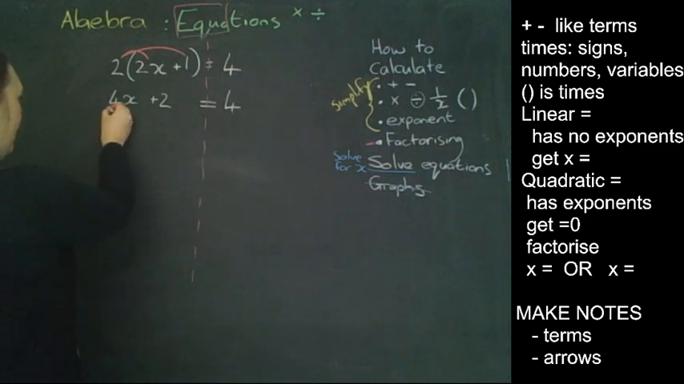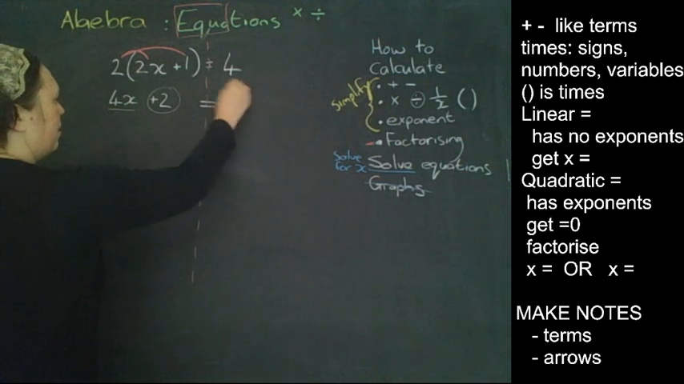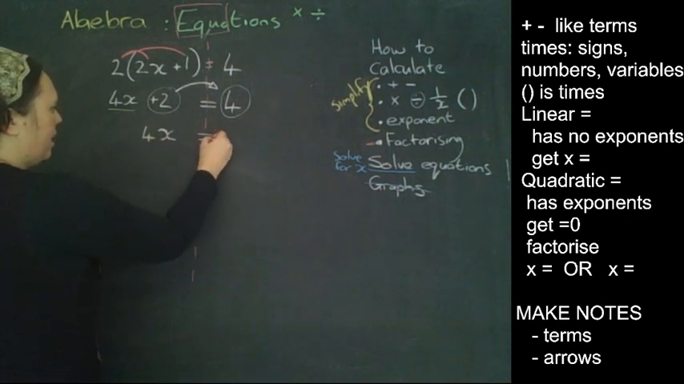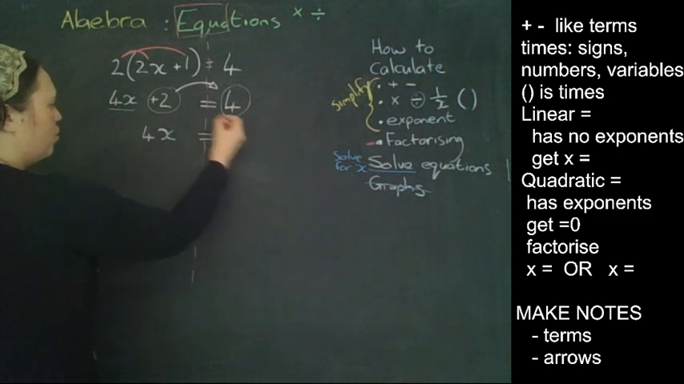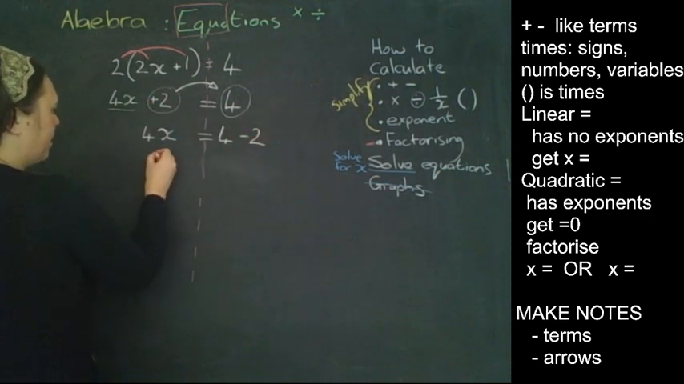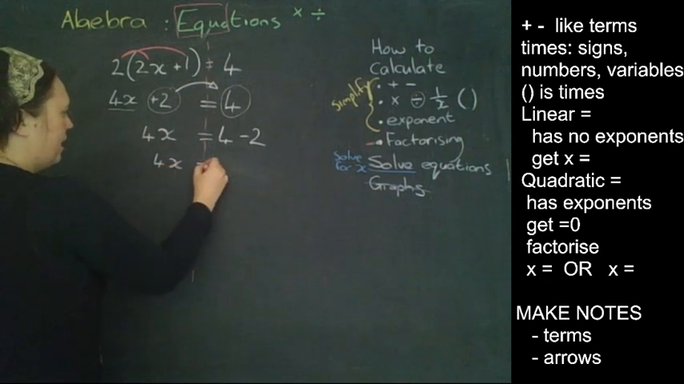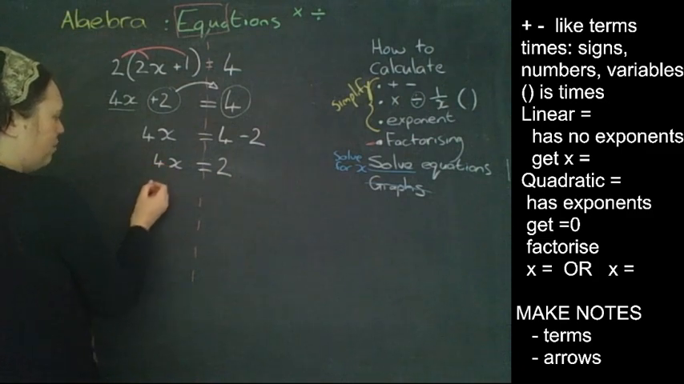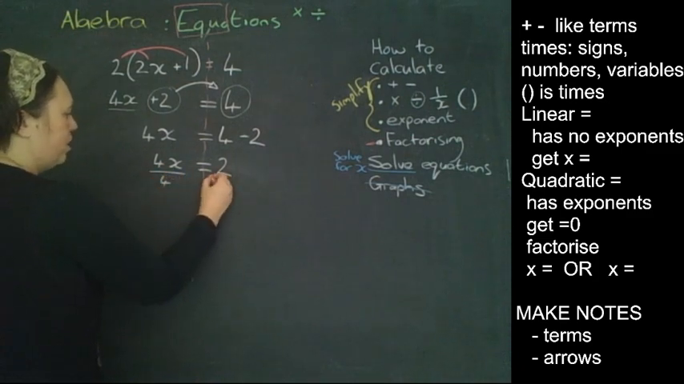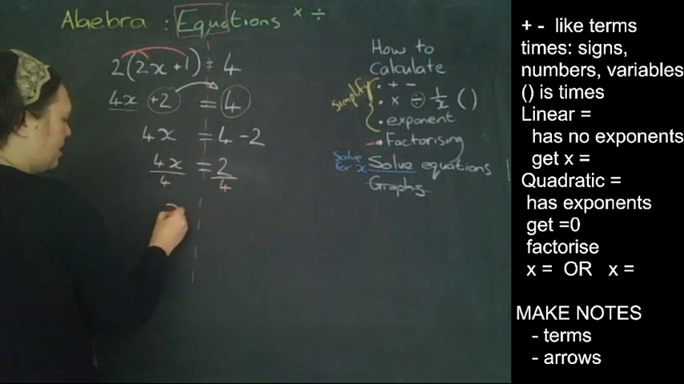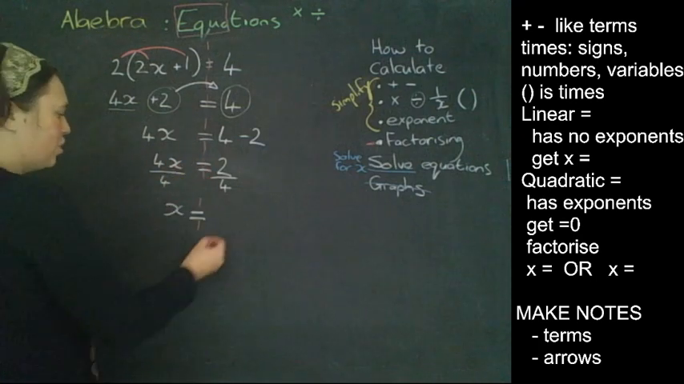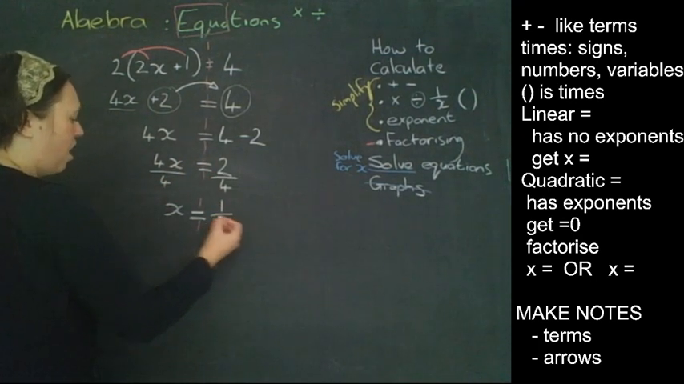Now we have an x and numbers, so we're taking that over to the other side, which means we have here 4x. Here we have 4. We move the 2, so it becomes minus. So 4x equals 4 minus 2, which is 2. And we want to get rid of this 4, so divide by 4, divide by 4, and we've got x equals, and now we always want to simplify our fractions. You're welcome to do that on a calculator, and we're going to get a half.